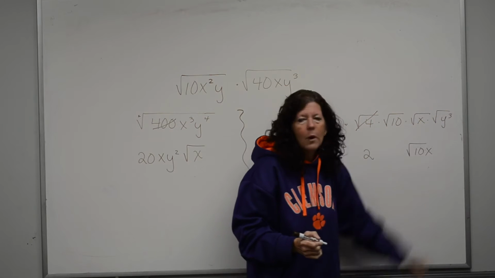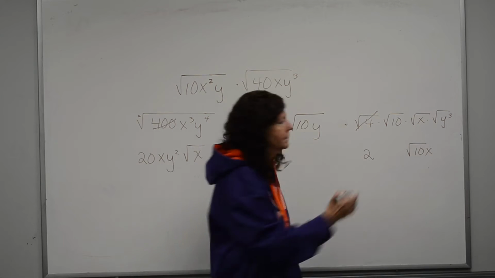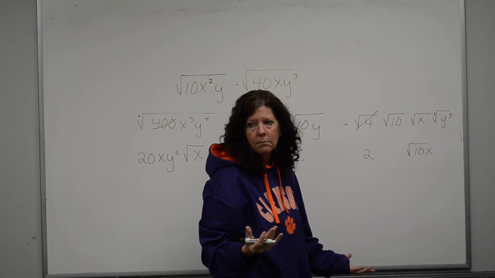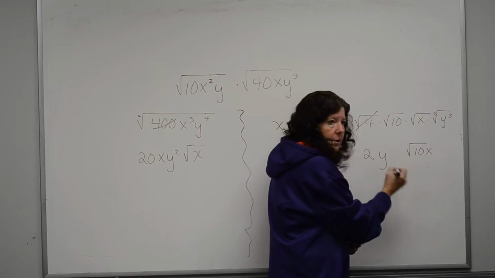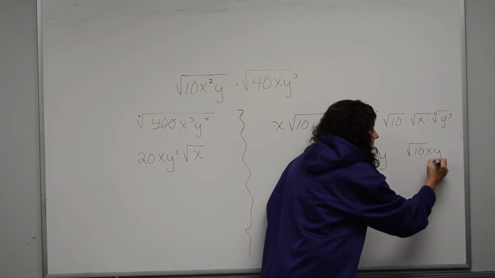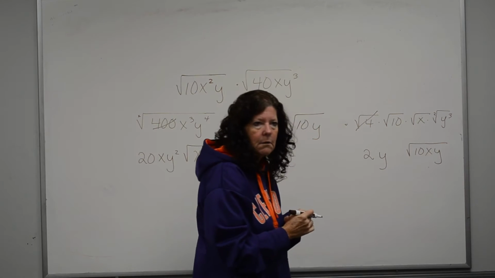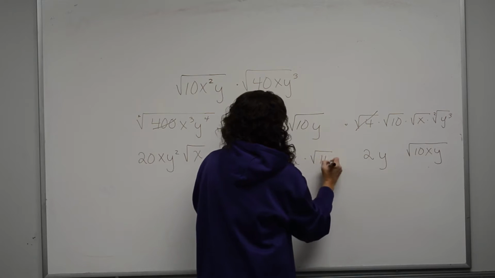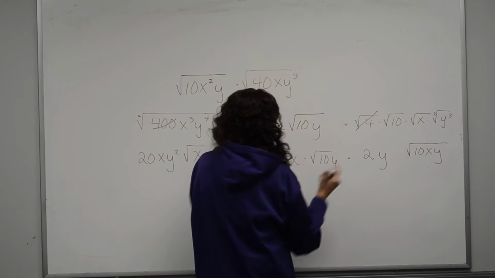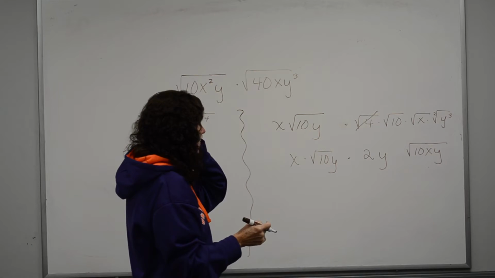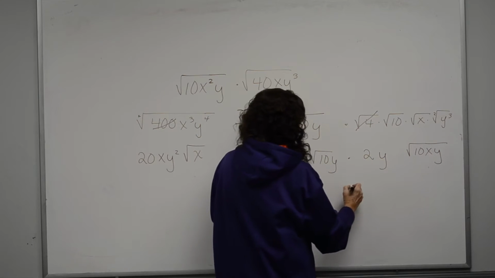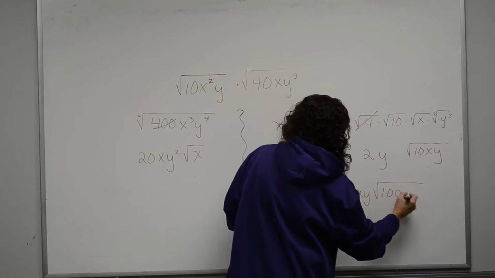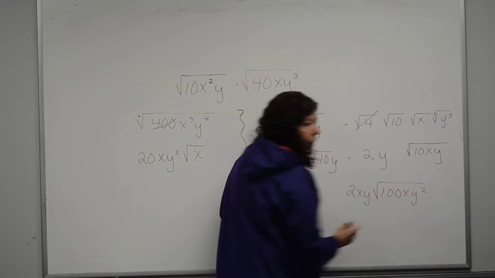Can I take the square root of y cubed? 2 times what comes close to 3 without going over? 1. So I pull out the y to the first, but I still have a y underneath, right? Now I am multiplying that. This is the first part of the problem, remember? So I look here and I go, oh, that's kind of weird. On the outside I have 2xy. Underneath I have 100xy squared.